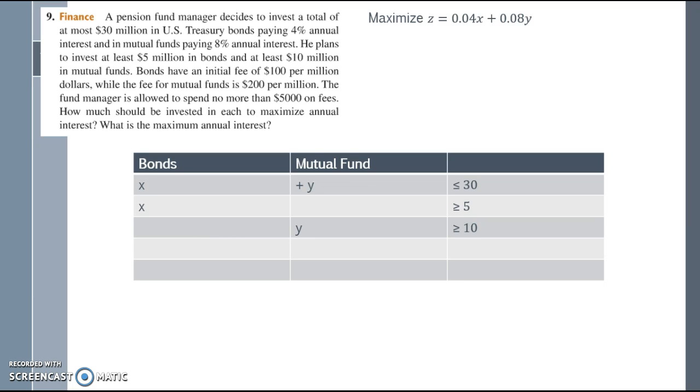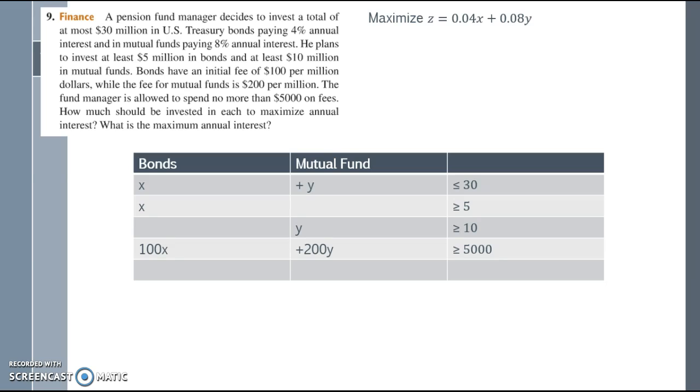We also have some fees that we need to take into consideration. So we have 100 per million in bonds, so 100 times how many bonds we have, plus 200 times however many mutual funds we have. It says that they can spend no more than 5,000 on these fees, so this has to be less than or equal to 5,000.